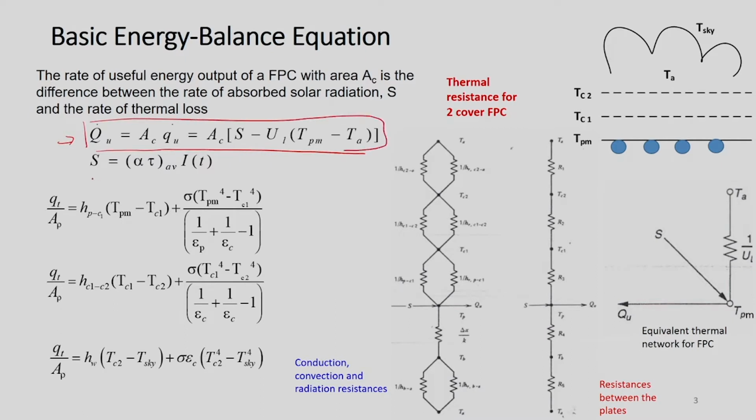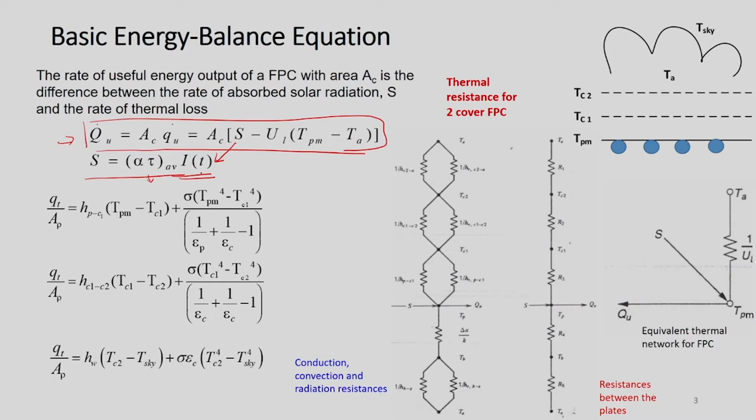And this S is nothing but the flux which is received by the absorber plate, which can be expressed by using this expression. So, S is equal to tau alpha average into IT. Earlier we had S as a function of many parameters, so we can simplify it by introducing this term tau alpha average and IT.